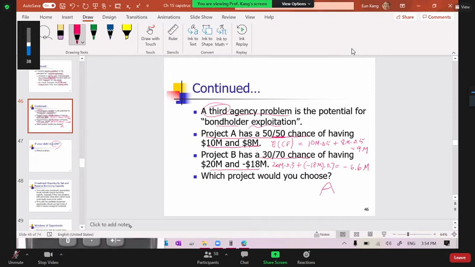If you choose A, you will go bankrupt. Either 10 million or 8 million, you cannot pay. If you choose B, you have a 30% chance of survival. That's the problem. So what do you think? Which project, not would you choose, but which project should you choose?